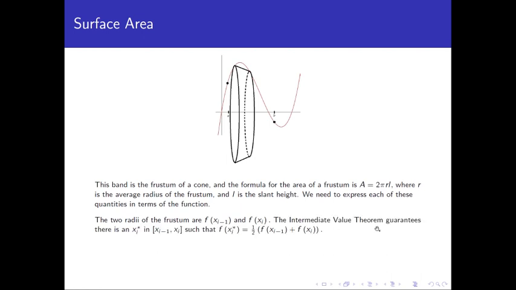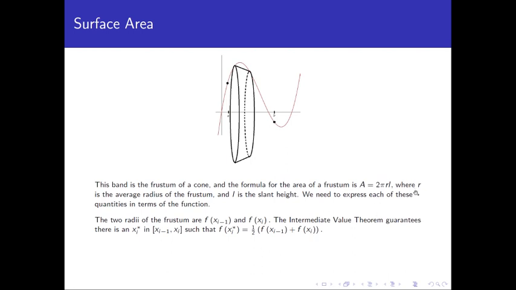So we can use the intermediate value theorem to guarantee that we have some sample point in the ith subinterval that gives us a function value equal to the average of those two function values of the endpoints. Okay, so f of x sub i star will be equal to the average of the two function values at the endpoints.